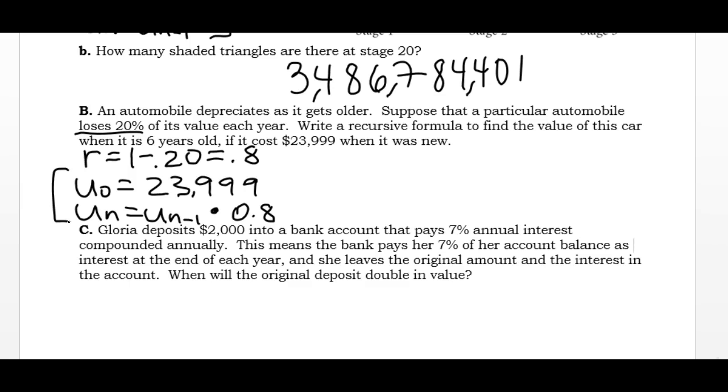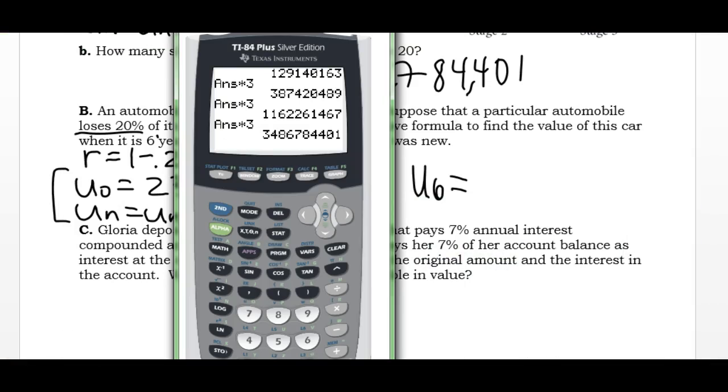I'm going to key this into my calculator to answer the question, what's the value when it's 6 years old? So I need to figure out U sub 6. On my calculator, I'm going to put in my 23,999 for my starting value. I'm going to multiply that by my 80% that I'm retaining from the value. And after 1 year, I have a value. And after 2 years, and 3 years, 4, 5, 6 years, my car is worth $6,291.19.